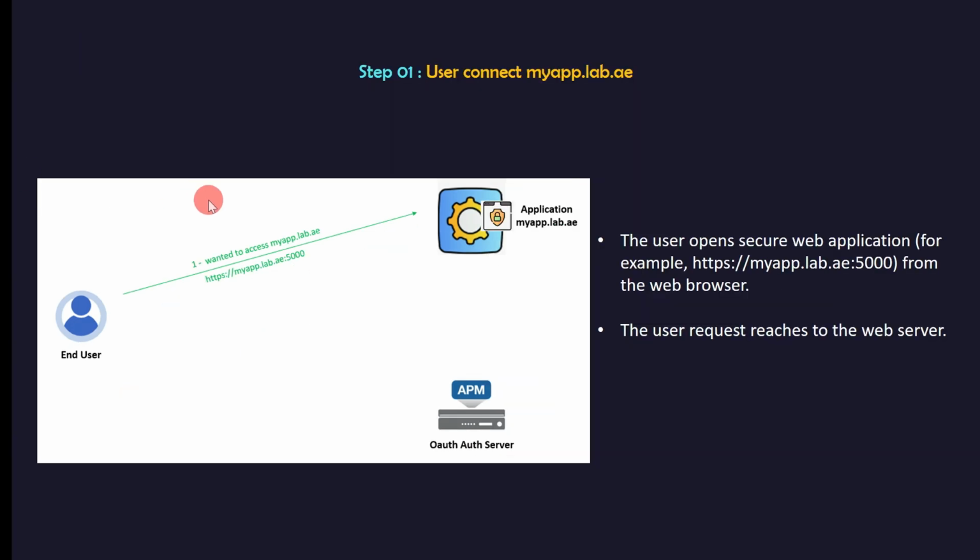In step 1, let's see how the user connects to myapp.lab.ae. The user opens the secure web application, which is https://myapp.lab.ae:5000, from the web browser. The user request reaches the web server.